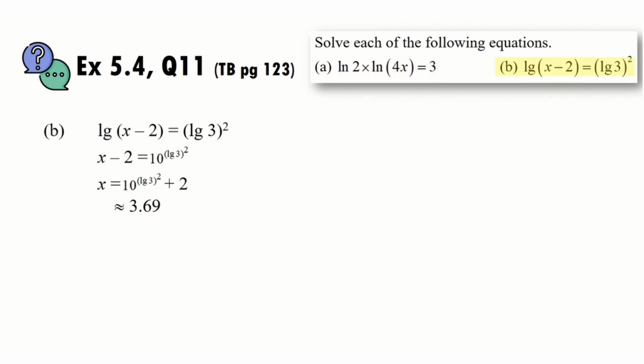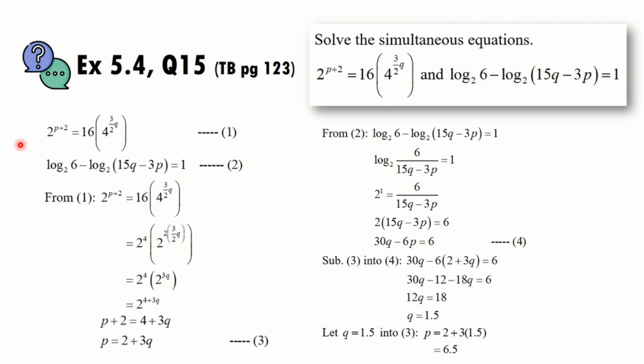Moving on to part B, we want to solve log of x minus 2 equals to log 3 bracket squared. Take note that in this case, log 3 is actually a value which we can press into a calculator itself. Hence, from this logarithmic equation, we will change it into its index form, and we will get x minus 2 equals to 10 to the power of log 3 bracket to the power of 2. So x will actually be the value itself plus 2. So pressing that into the calculator, we will have 3.69 as our final answer.